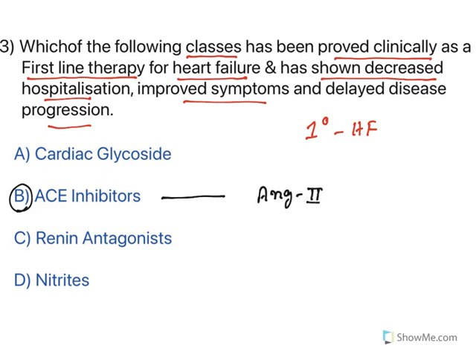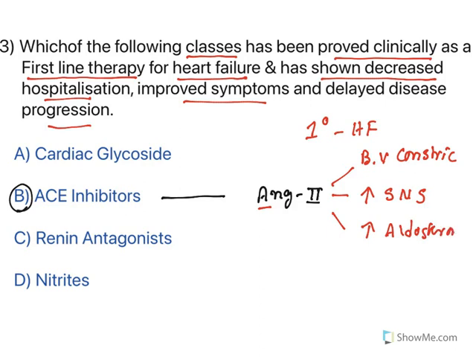Now, what are the effects of angiotensin II? It causes blood vessel constriction. See, as the name says, angio means blood vessel, angiotensin, it creates tension, so it causes blood vessel constriction. Not only that, it increases sympathetic nervous system tone. Not only that, it also enhances aldosterone. Now look at all the effects.